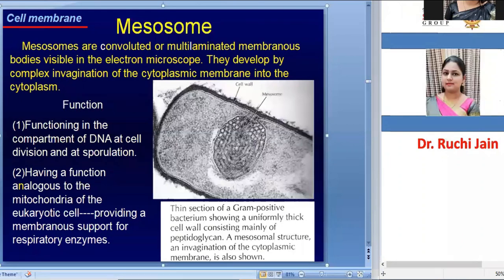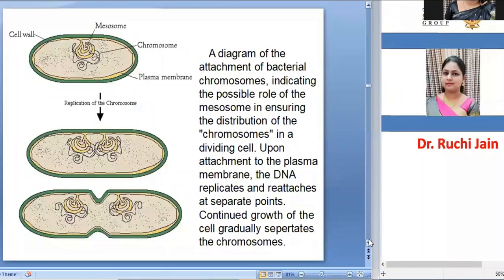When cell division takes place, the cell DNA joins to these mesosomes, and as the cell divides, the cell DNA also divides. Having a function analogous to the mitochondria of eukaryotic cells, they can also help in the energy-yielding process. They provide some respiratory enzymes also. So this is basically the function of mesosomes.